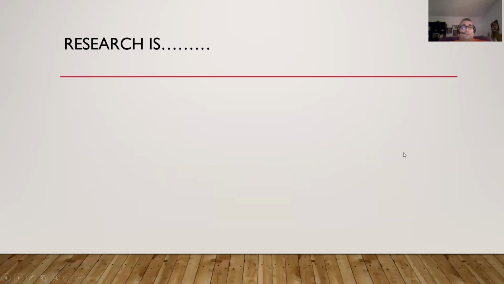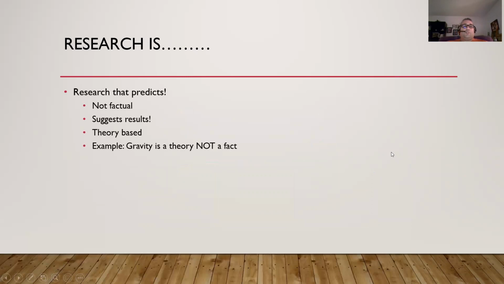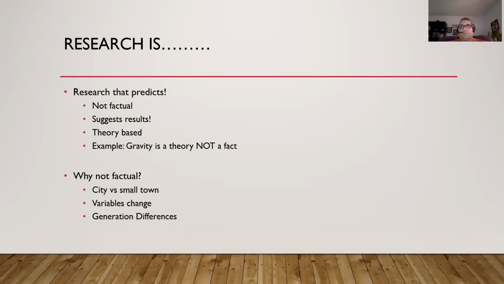Research. What is research? A lot of students will say, well, I read a study on X, Y, Z, and it proves this. This is going to be factual. Well, research predicts results, okay? It suggests results. It doesn't actually give you facts. You can manipulate the variables, and it can change the results. You can do a study in different areas of life, like Atlanta, Georgia versus Salt Lake City, or small town Arizona versus small town Nebraska. You're going to get two different results.